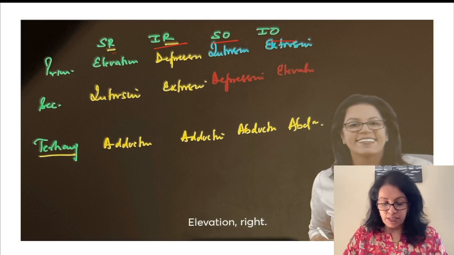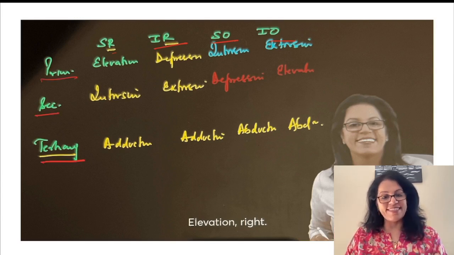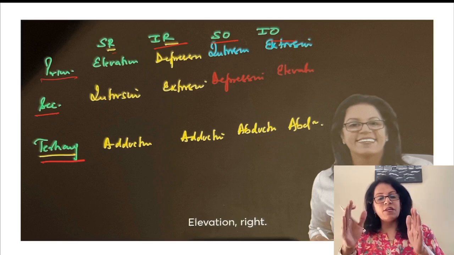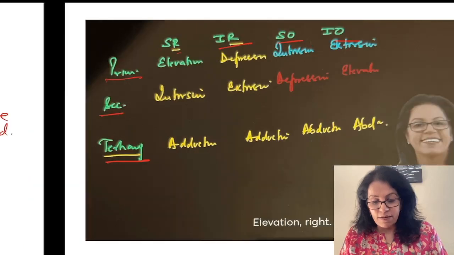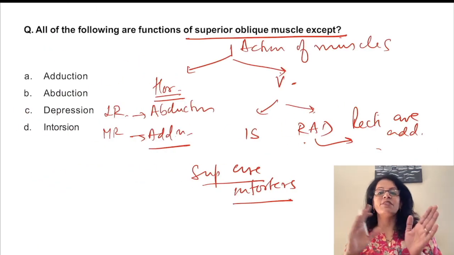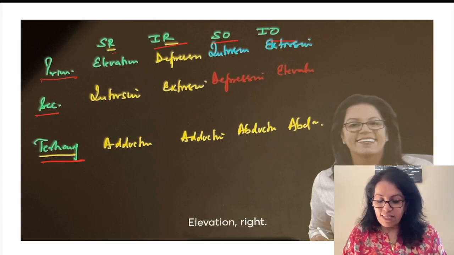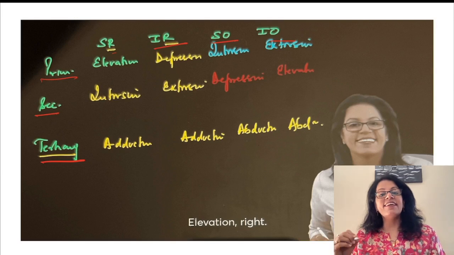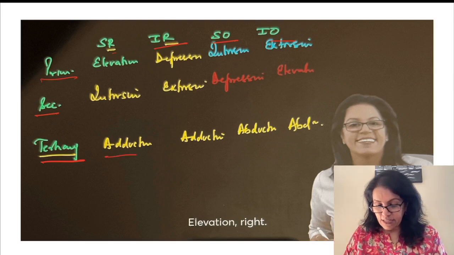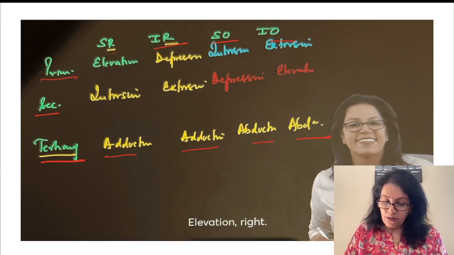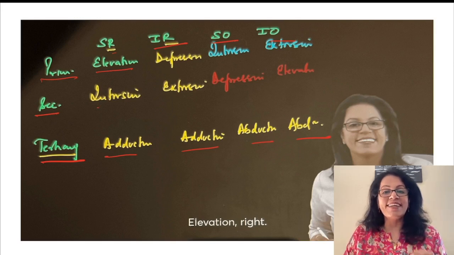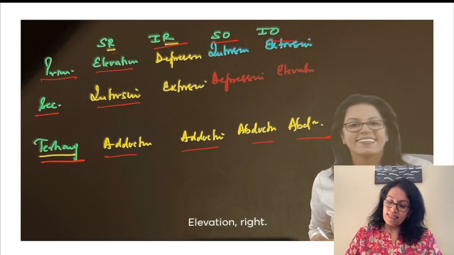Primary, secondary, tertiary. These are the three actions. We have to keep in mind that because the main actions of adduction and abduction belong to horizontal muscles, for the vertical muscles all these are tertiary. Because recti are adductors, we write here adduction, adduction, abduction. Okay? And then we all know superior rectus is elevation. Secondary action, superiors are intorters. Inferior rectus is depression.